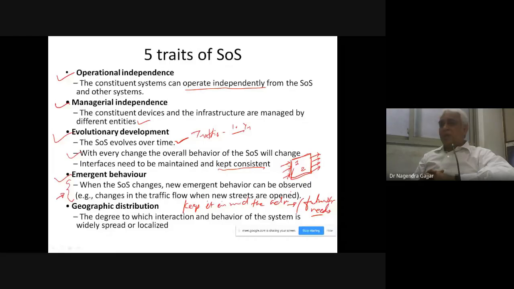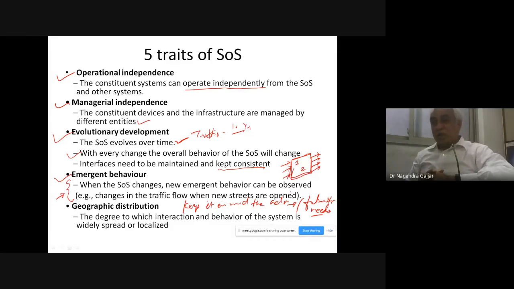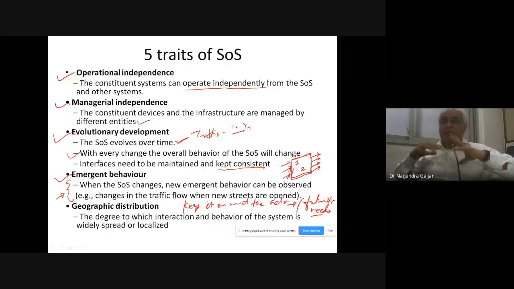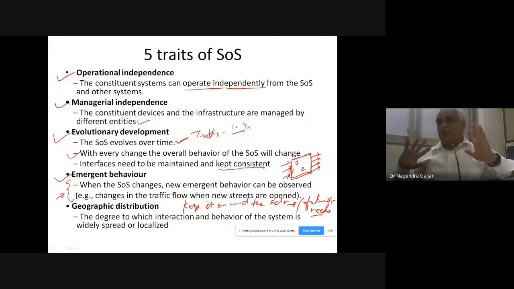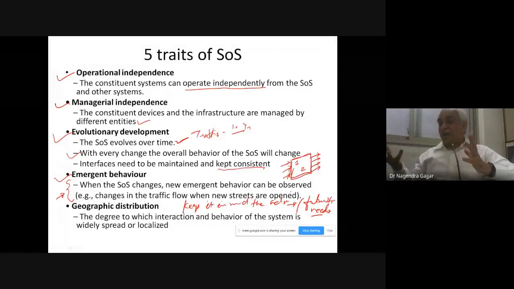And the last one, as I mentioned, is geographic distribution: the degree to which the interaction and behavior of the system is widely spread or localized. This also needs to be looked into. Suppose you have designed an IoT system for farming from the local point of view, from the Gujarat state point of view, then you have a very limited market. But if you are thinking at an India level, there will be different aspects of designing the system as well as the IoT mechanism.